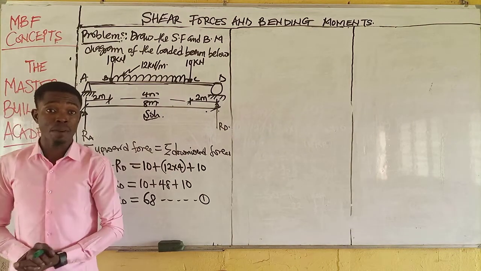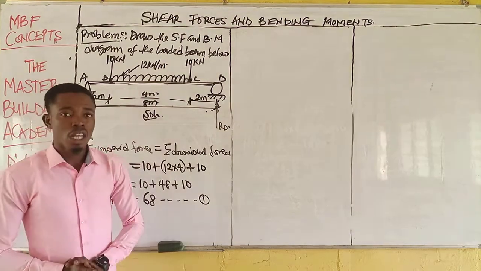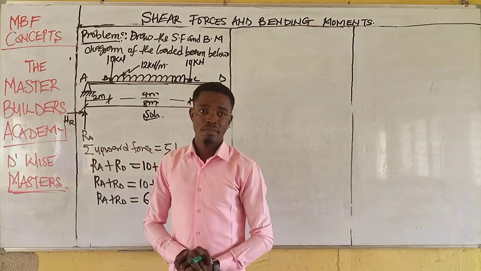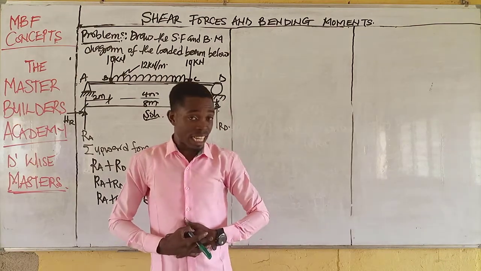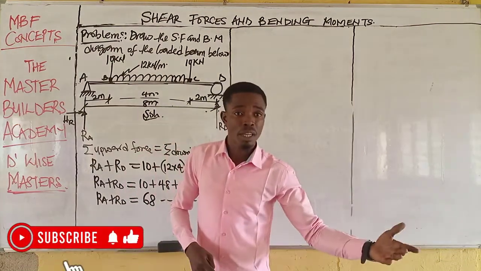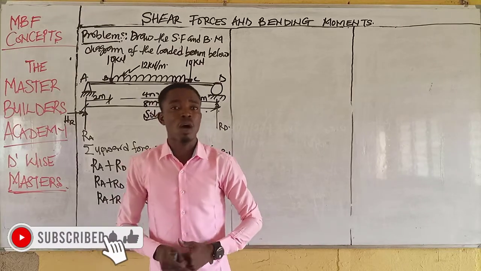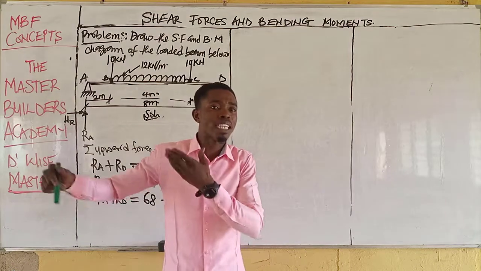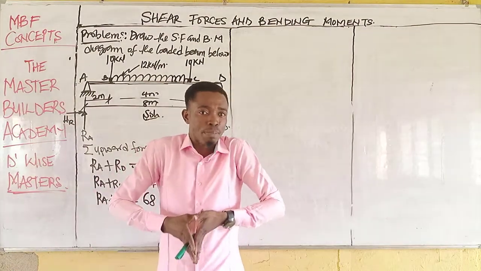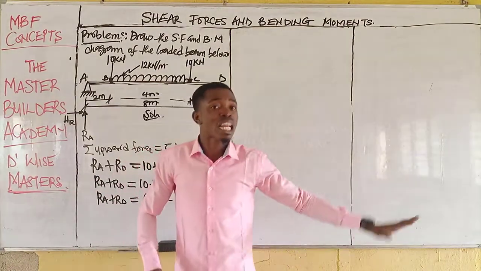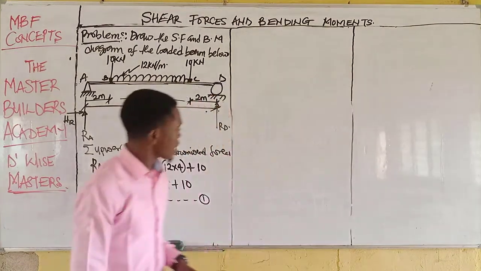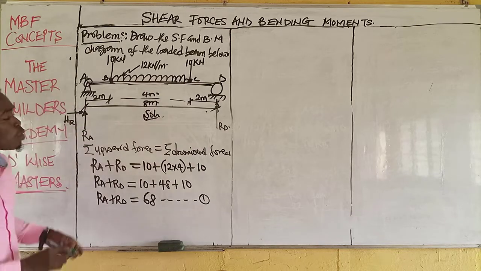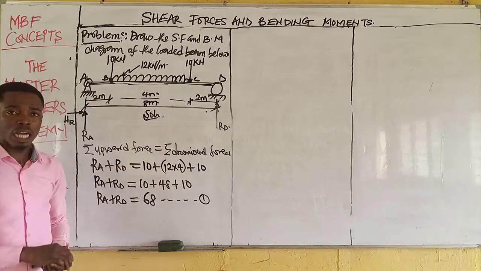And what do we do now to be able to find either reaction at A or reaction at D? Like I said in our previous lesson, all you need to do is to assume a point where you will take a moment. So I can assume that I want to take moment at A or I want to take moment at B. And if I am taking moment at A, that means I want to eliminate reaction at A so that I can find reaction at B. And if I am equally taking moment at B, that means I want to eliminate the reaction at B so that I can find the reaction at A. It's as simple as this. And like I said in our previous lesson, we will take moment at A. And any point where you take moment, all the active forces there are 0.